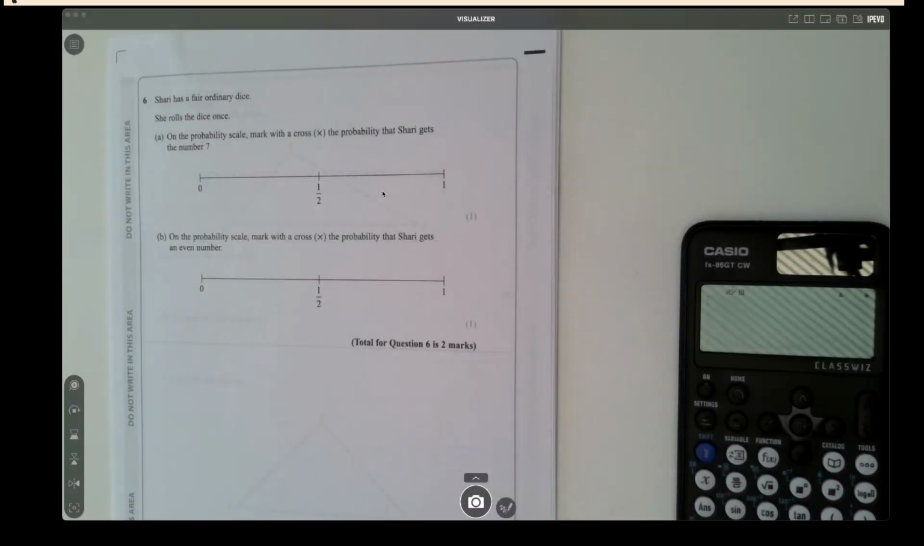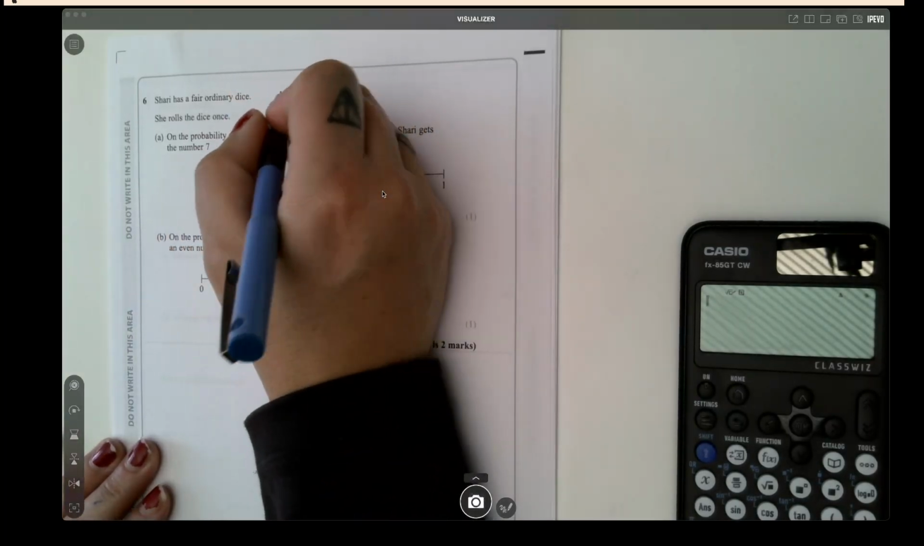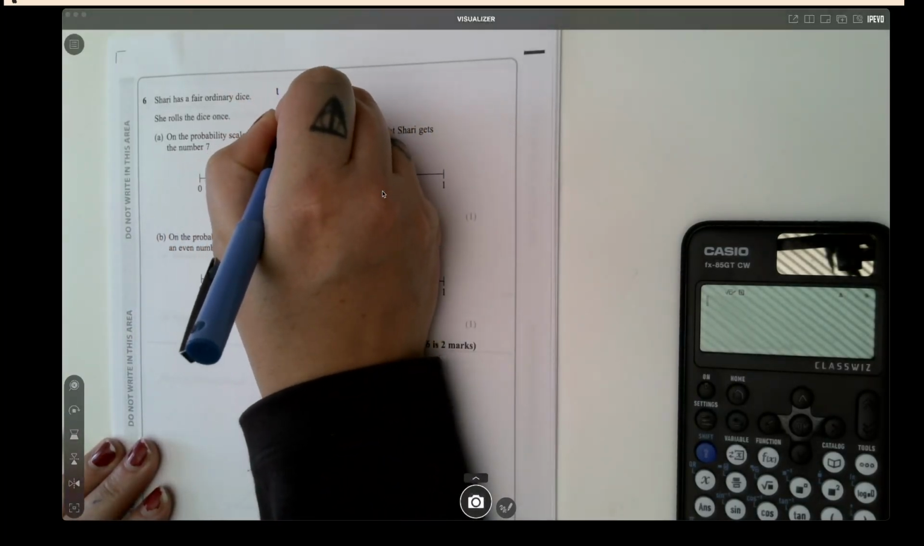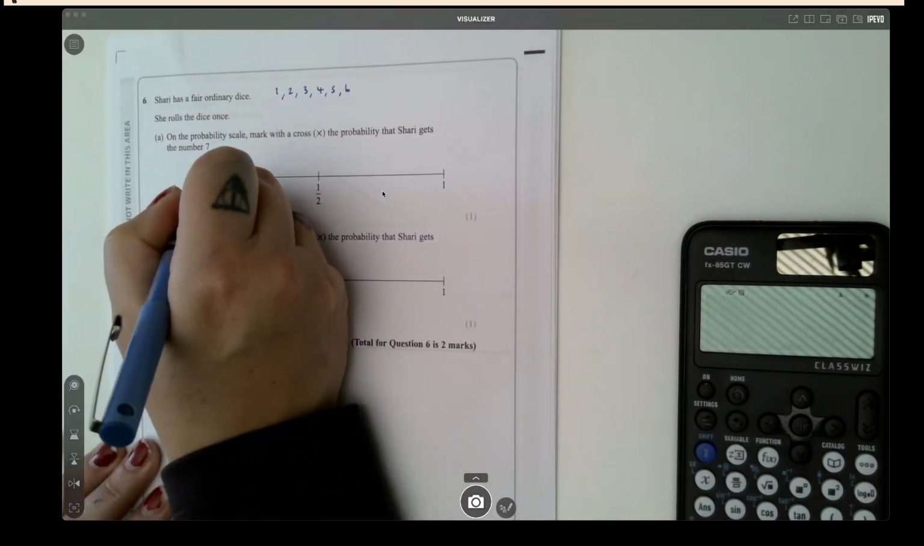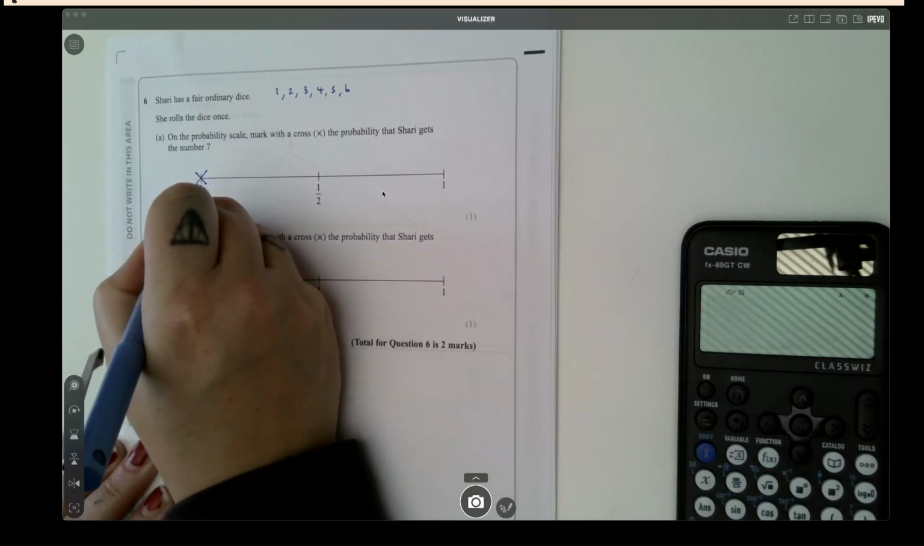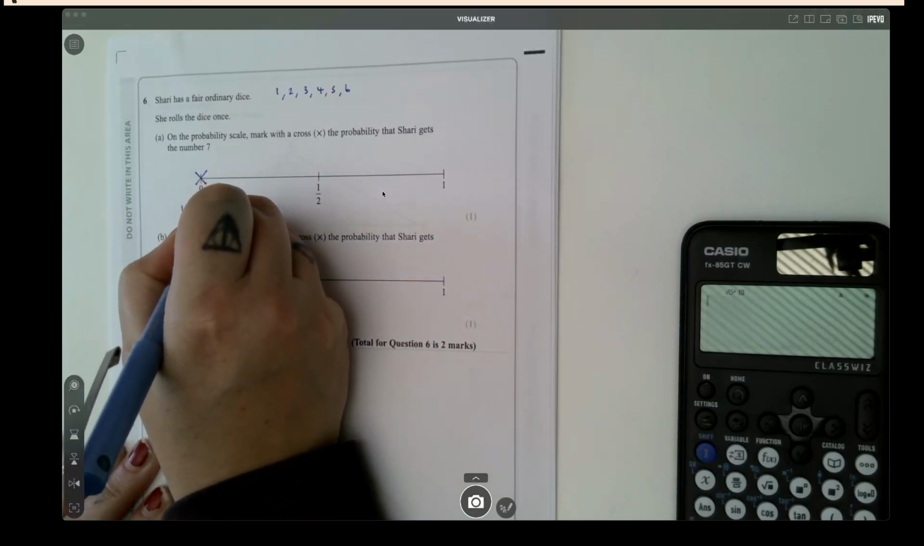Question 6. Shari has a fair ordinary dice. She rolls the dice once. Part A. On the probability scale, mark with a cross the probability that Shari gets the number 7. The options to roll on a normal dice: 1, 2, 3, 4, 5 and 6. 7 isn't an option, so I'm going to mark a cross at 0 because 0 is impossible.